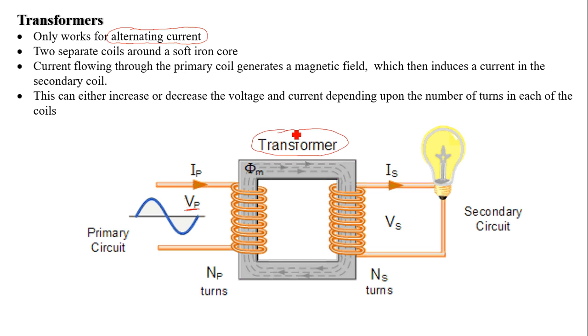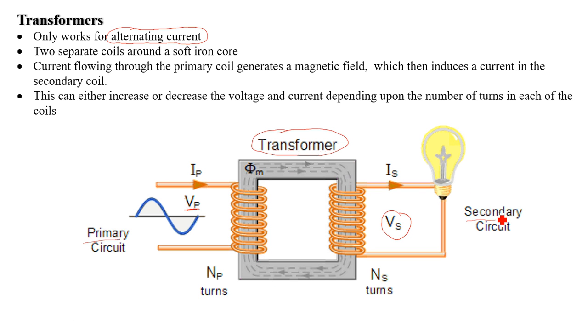So we'll talk a lot more about this in the lesson just on transformers, but what they do is they change the voltage. So the voltage coming in on the left-hand side is going to change to a different voltage on the right-hand side. The P stands for primary, that's the incoming side.